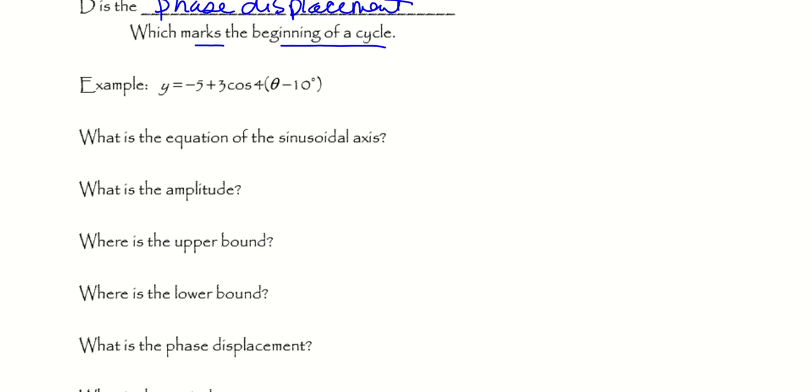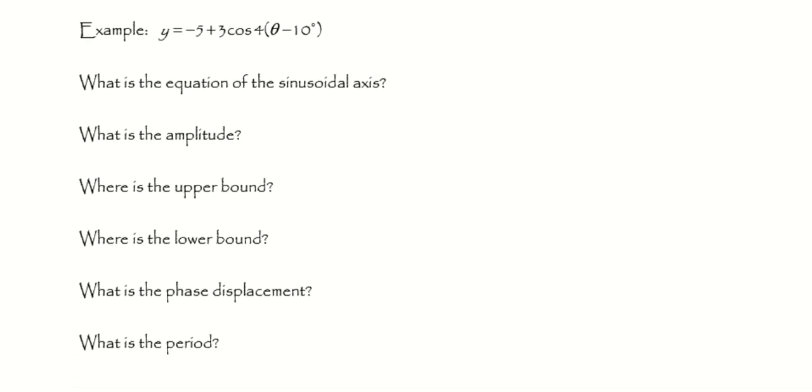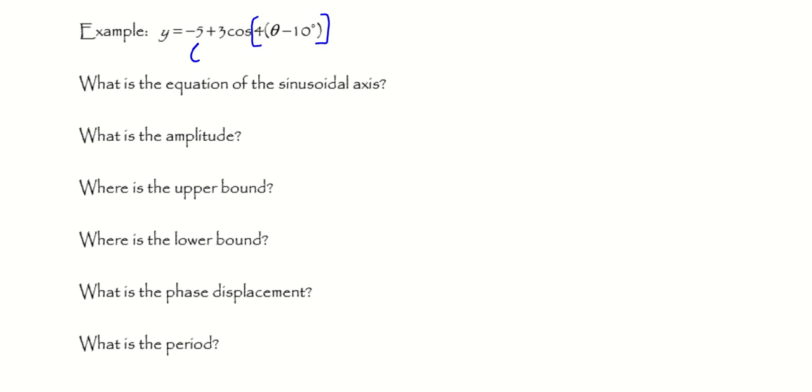I have the equation y equals -5 plus 3 times the cosine. Again, I'm going to put brackets here of 4 times theta minus 10 degrees. My first number is my C. My second number is my A. Inside we have our B, and then subtracted from our variable theta we have our D. So let's see if we can answer our equation. What is the equation of the sinusoidal axis? Well, the equation of the sinusoidal axis is y equals c. So it's going to be y equals -5.